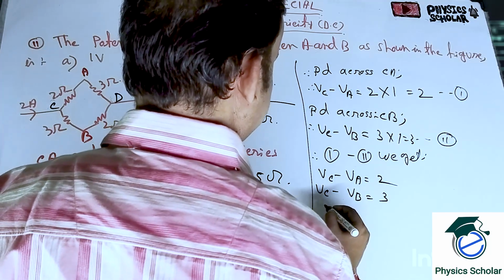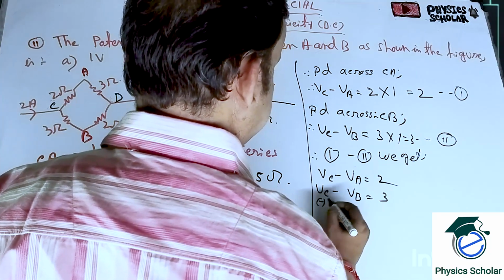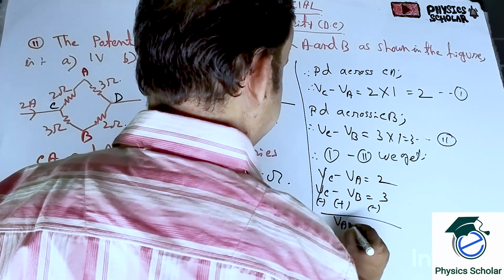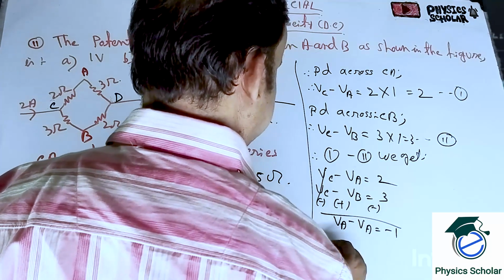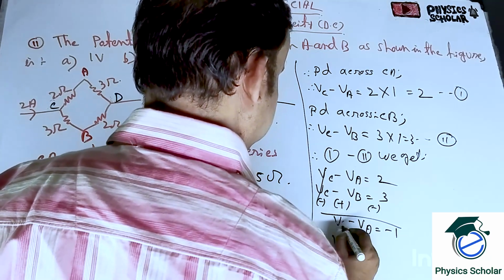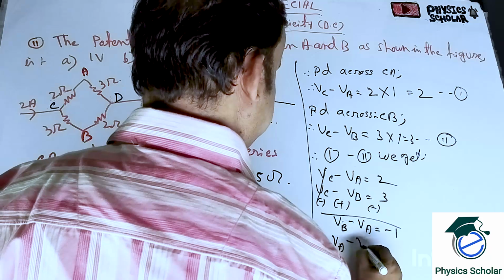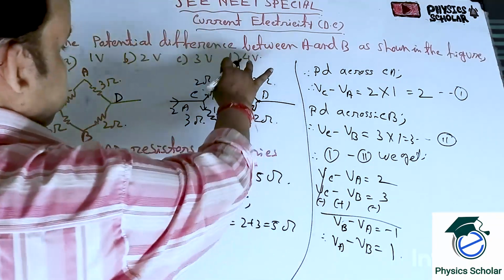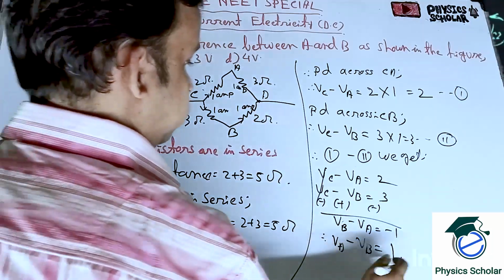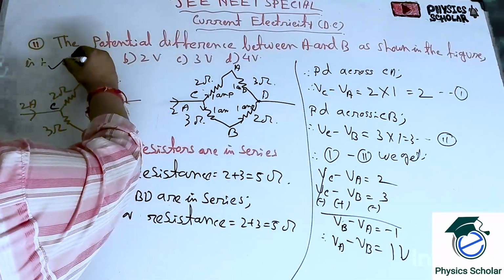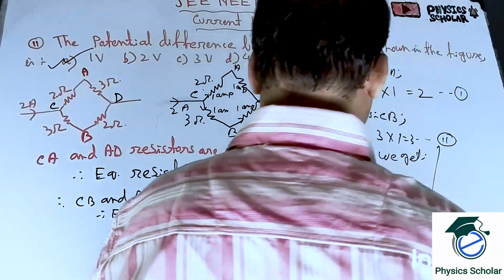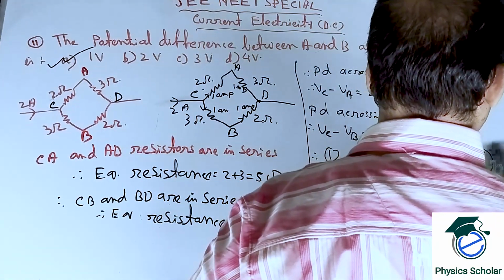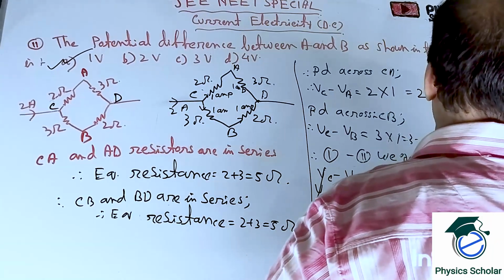Clear? So this will be cancelled. So VB minus VA is equal to minus 1. So VA minus VB is equal to 1. Clear? So VA minus VB is nothing but the potential difference between the points A and B. That means 1 volt. So what is 1 volt? Option number A. The answer will be option number A. Clear? Option number A will be the answer.